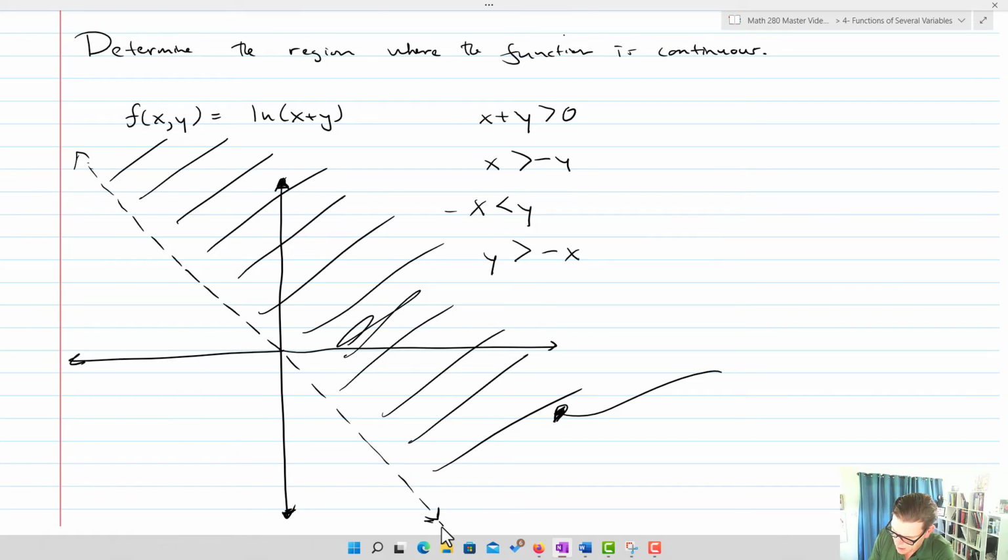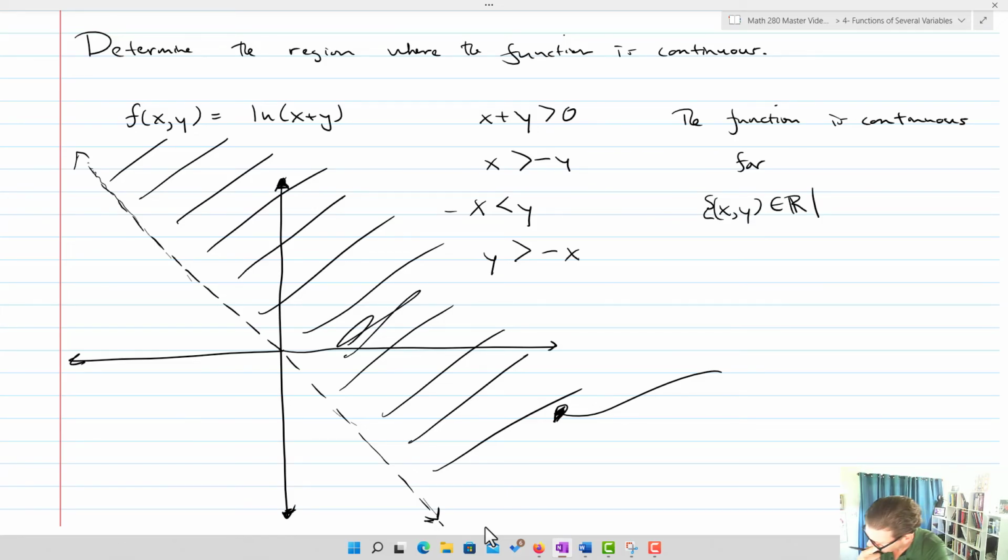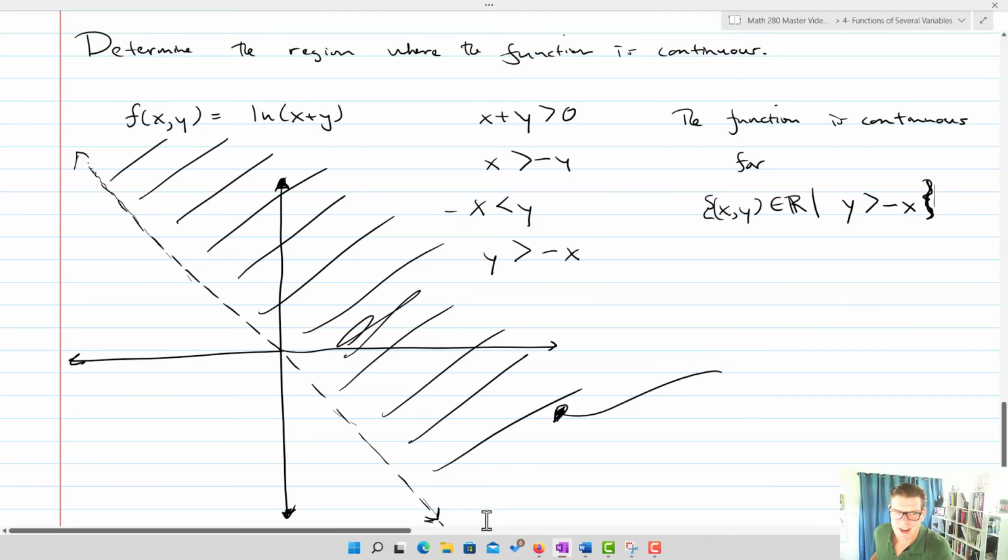And here is the discontinuity: the discontinuity is where x plus y equals 0. So what we're going to say is the function is continuous for (x, y) belonging to R squared such that y is greater than negative x. As long as that holds, we're inside that entire region, and that's the region in which we have continuity. That also defines our domain. It makes sense. So that completes our brief discussion of continuity.